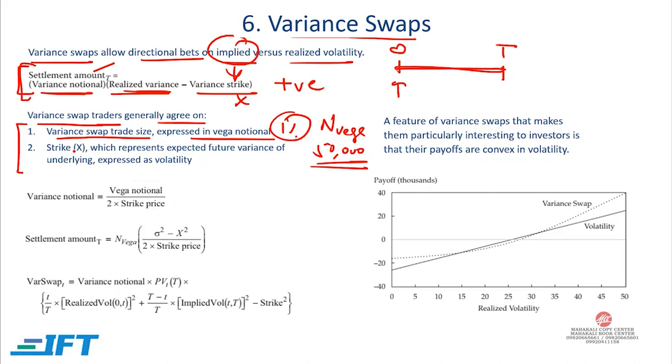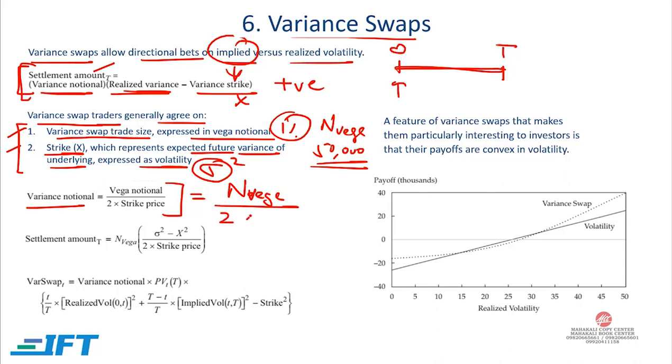The other variable that is defined up front is the strike. This represents the expected future variance of the underlying, and it is expressed as a volatility. To convert this volatility to variance, we simply need to square it. Now, given 1 and 2, the variance notional is calculated using this formula. So this is the Vega notional, which can also be written as N Vega, divided by 2 multiplied by the strike price. The settlement amount then can be written like this.